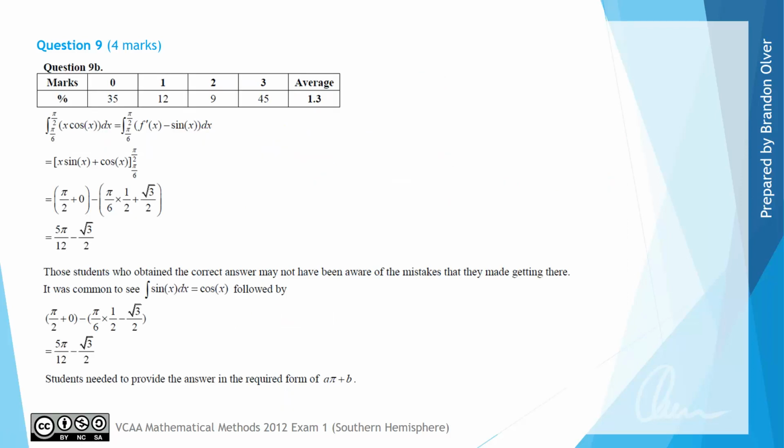From the examiner's report, we can see that 45% of students got full marks for this question, so it was reasonably well done. And now the really important comment we can see in the examiner's report was that students needed to provide the answer in the required form of a pi plus b.